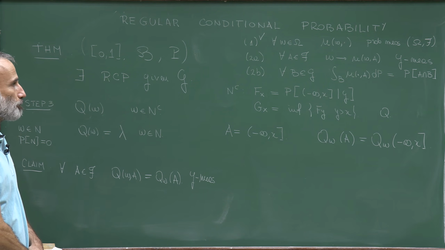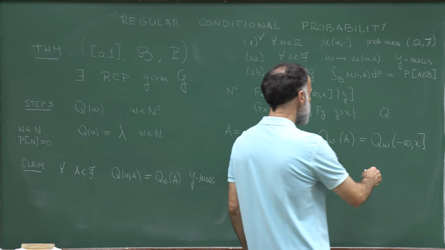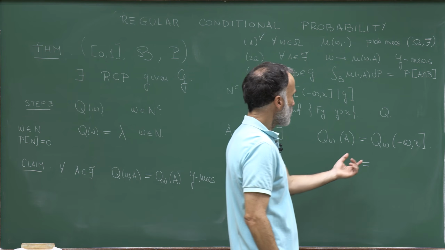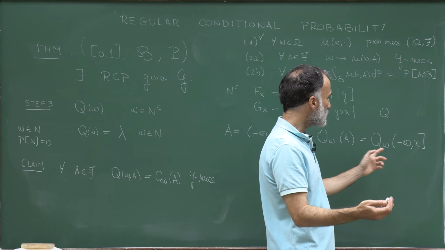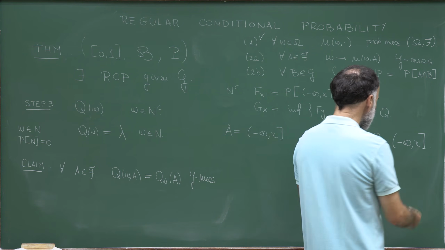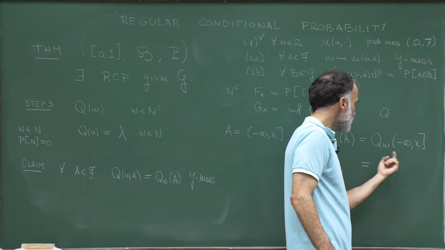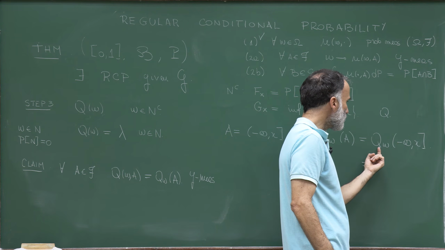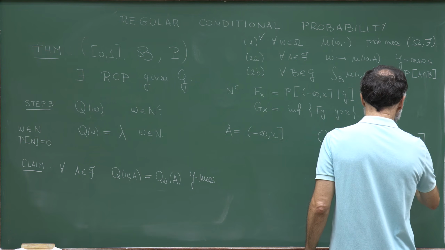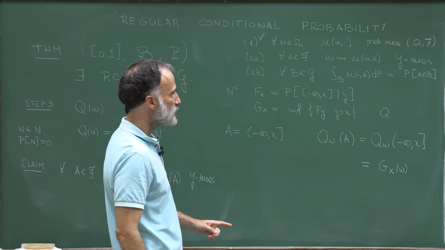But that's obvious because this is equal. Here we are taking the measure of the set minus infinity x. So this is exactly equal to the distribution function computed at x. But the distribution function associated to Q, it's G. So this is equal to Gx of omega. And we have seen that Gx is G measurable.